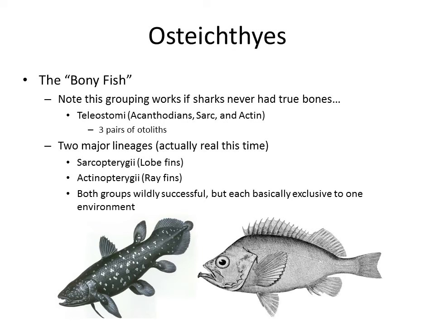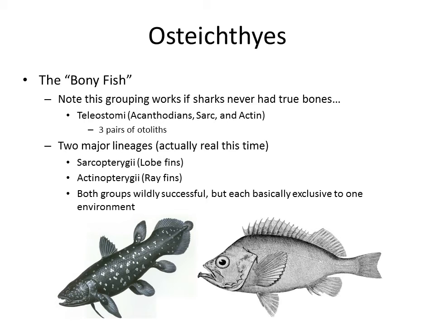These guys have, we don't have to worry about this too much, three pairs of otoliths, so they have really good balance and control. Other groups do not. And they include two major lineages. We have the Sarcopterygii, which are the lobe fin fish. You belong to the Sarcopterygii. And then we have the Actinopterygii, which are the ray fin fish, which are these guys. If you've ever gone out fishing or you've looked at fish in general, this is the animal you're looking at, the ray fins.